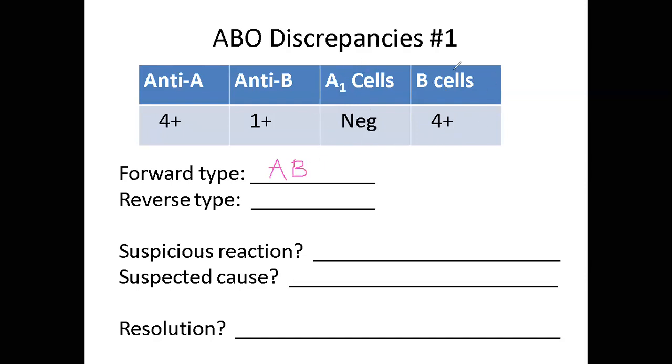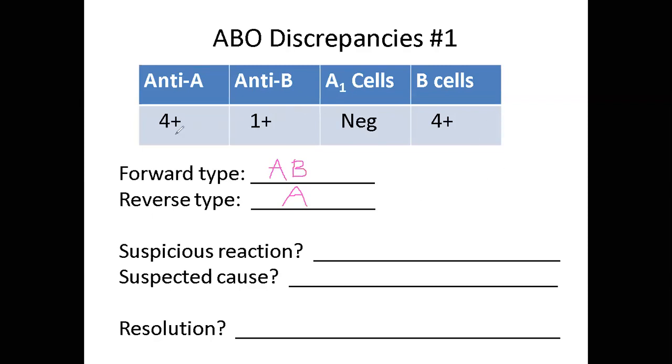If we are just looking at reverse typing alone, we have to think, what blood type would have an antibody against B only? That would be, hopefully you know it, type A. So this is what we call a discrepancy, where the forward typing and the reverse typing don't agree. When we did our unit on chapter 5, we learned that some of the things we should be looking for with discrepancies are missing or weak reactions.